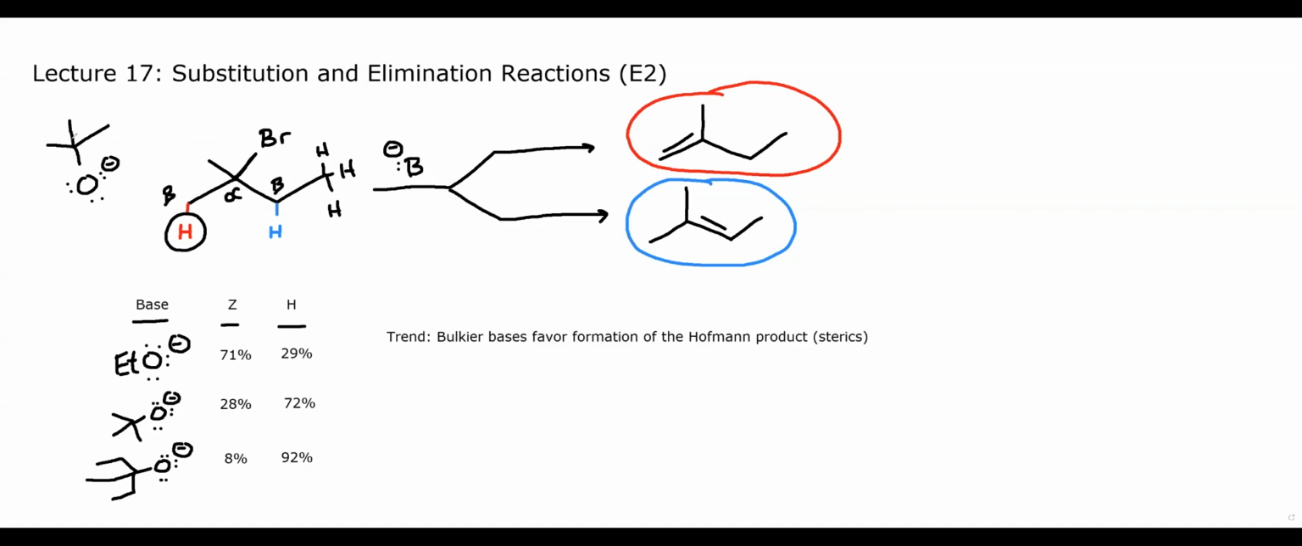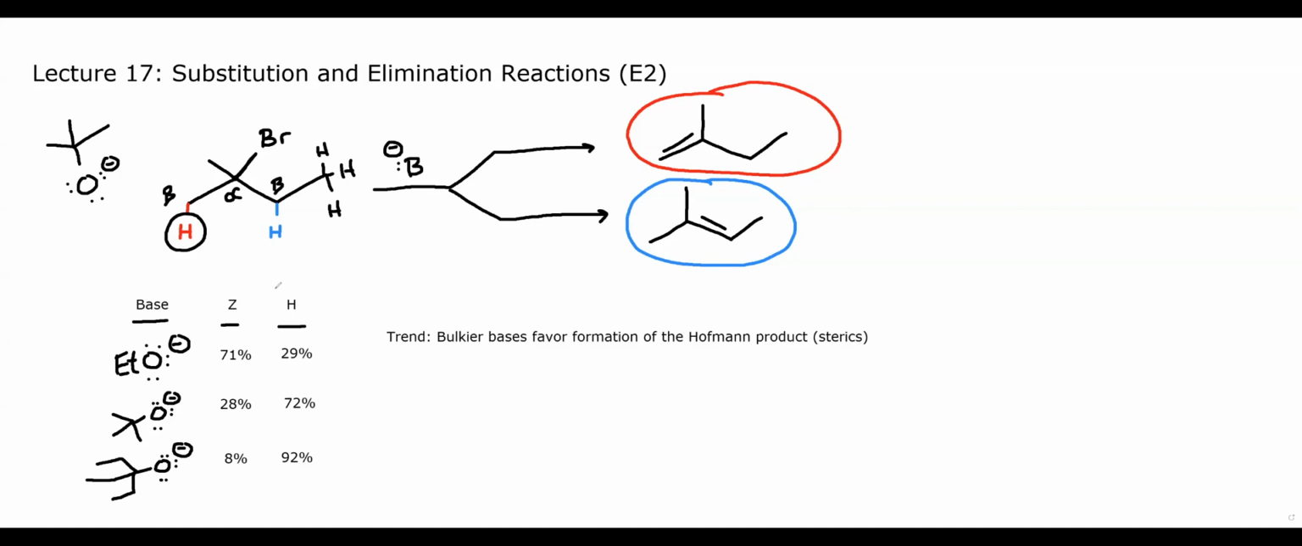It's much easier for a large, bulky base to simply grab this red hydrogen than it would be to grab this blue hydrogen. Now, if you pick a small base, if you pick something like EtO minus or just OH minus, a small base like a small child is going to be able to jump right up into the tree and grab any fruit that it wants, right? A small child isn't going to worry about which fruit's the easiest to grab. They're going to climb up in there and they can grab any fruit they want, okay?